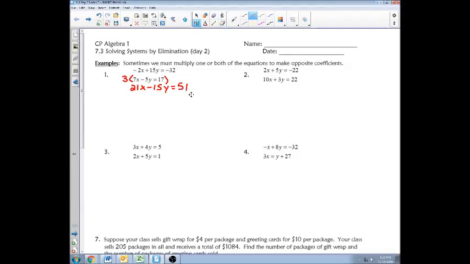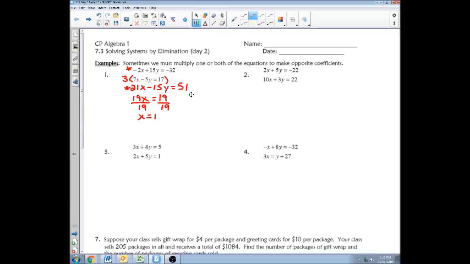So what I'm going to do now is add these two equations together. Okay? So negative 2x plus 21x would get me 19x. Positive 15y minus 15y would get me 0y. Negative 32 plus 51 will get me positive 19. If I divide by 19 on both sides, then I can solve for my x. So x would equal 1.